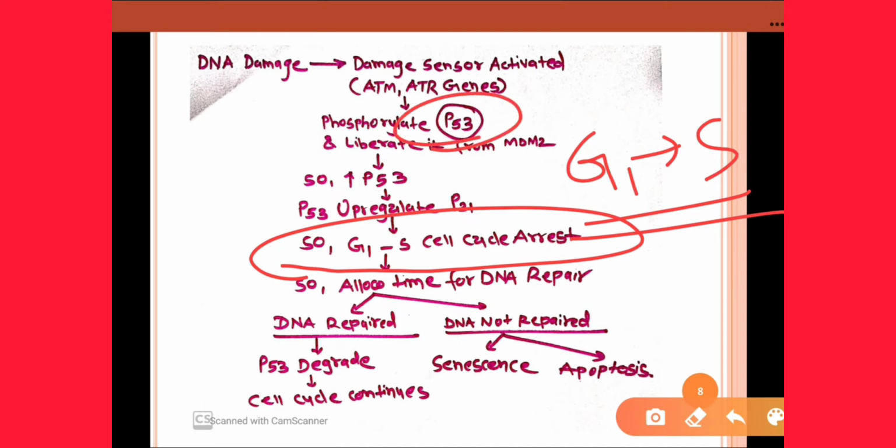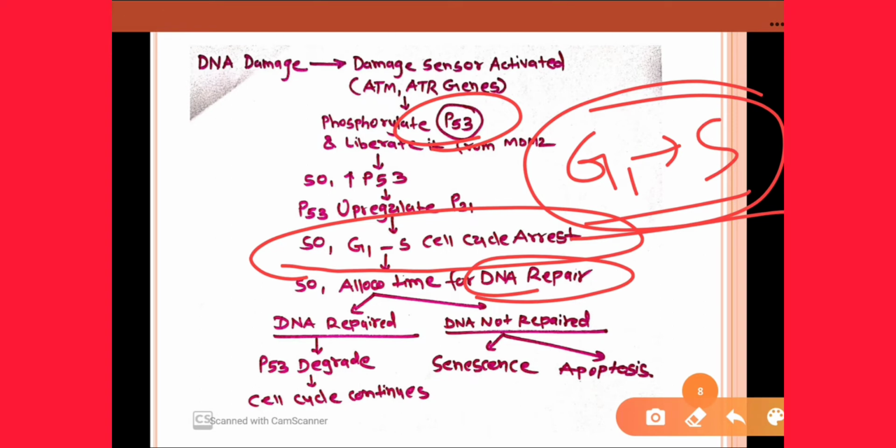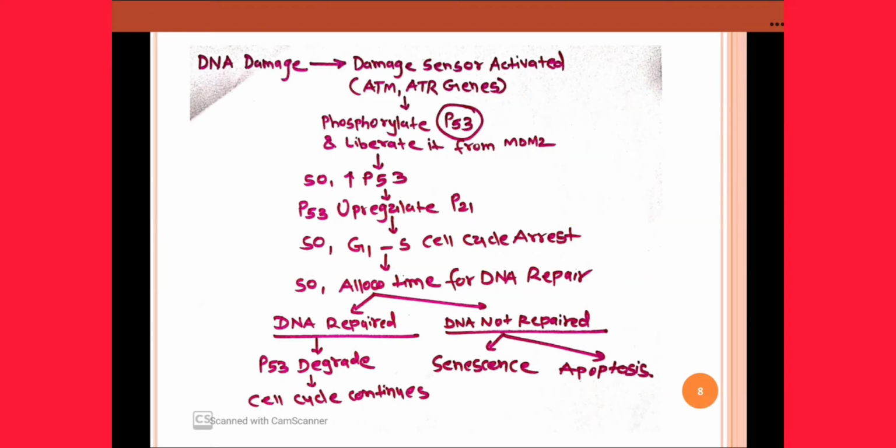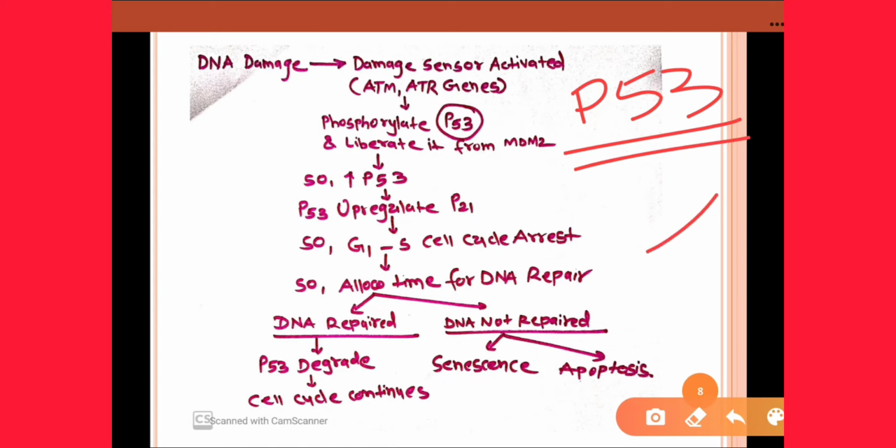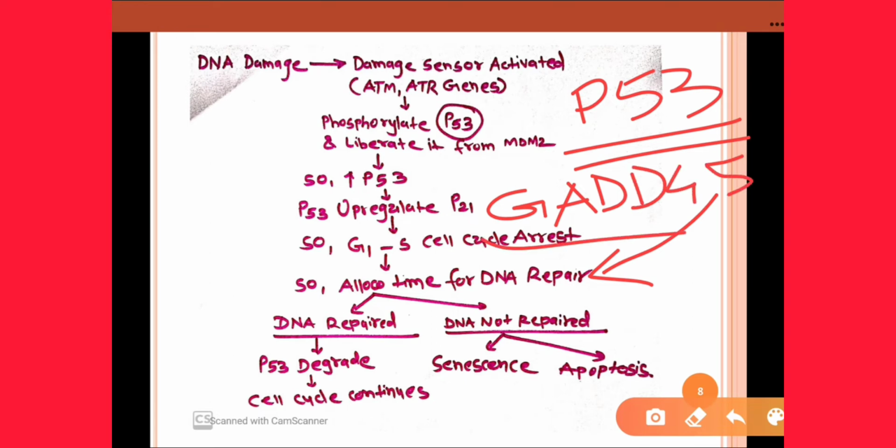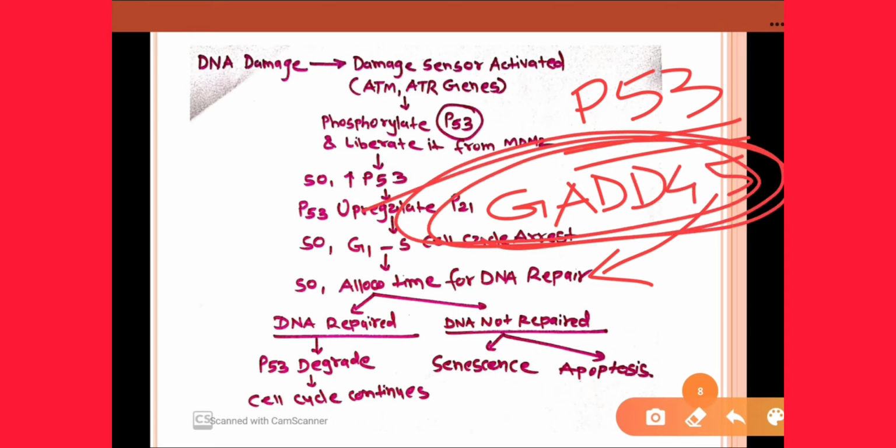And once the cell is arrested at this stage, it gives the cell time to repair itself. So there will be DNA repair in this time, right? And the repair is also induced by P53. See guys, what is the function of P53? It will induce the genes that are responsible for DNA repair. So P53 will help you in DNA repair as well. It will induce GADD45, right? This particular gene has the function of DNA repair.